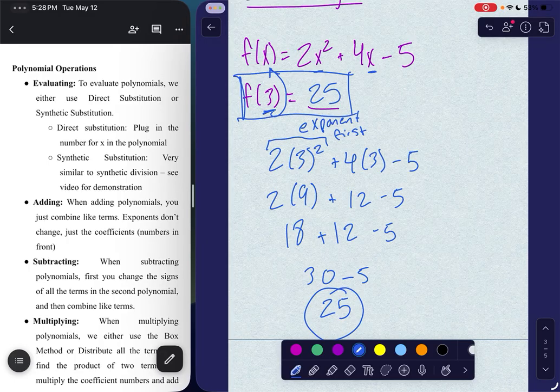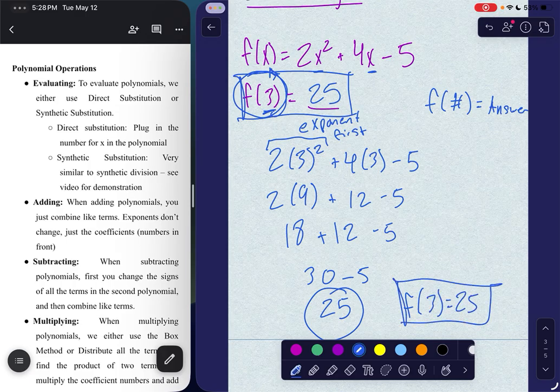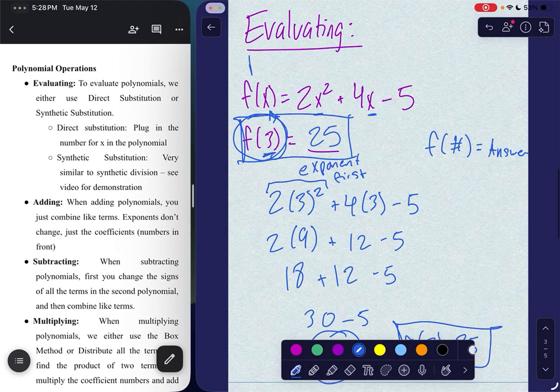So that's how you're going to write your answer. There's going to be something that looks like this. It's going to say f of some number, right, equals, and you're going to write your answer there in that space. Or at least write your answer as f of 3 equals 25 somewhere on your paper, okay? So that is direct, right? That's direct substitution where we plug in.